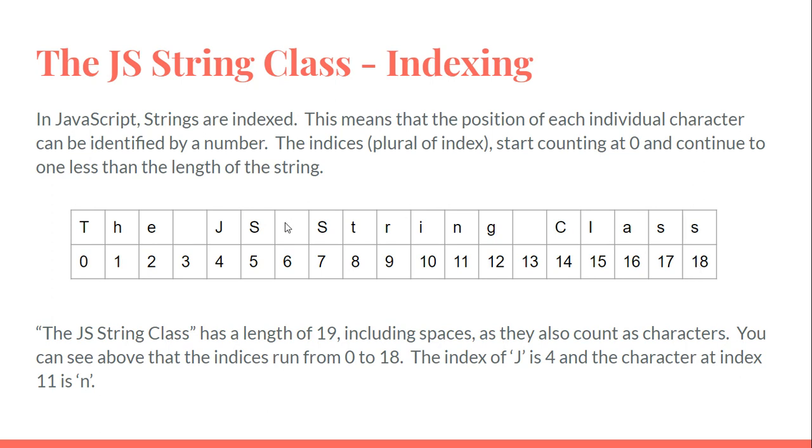If we talk about the index of this capital letter J, it's at 4. And if we ask what character is at index 11, that's this lowercase n.